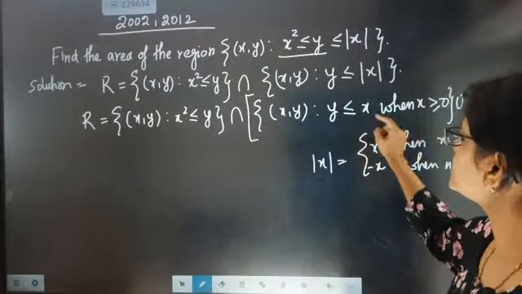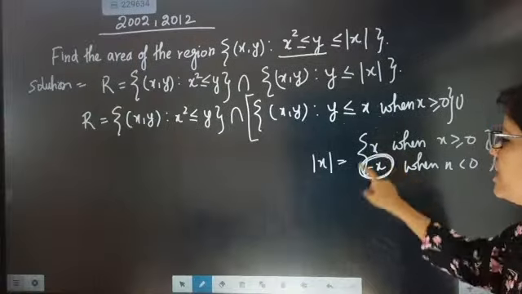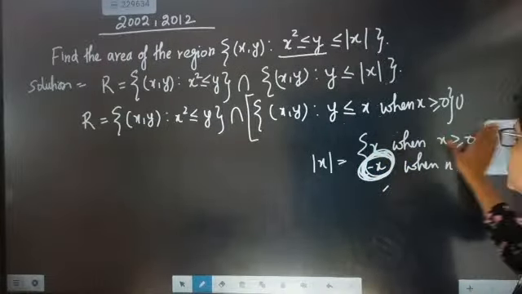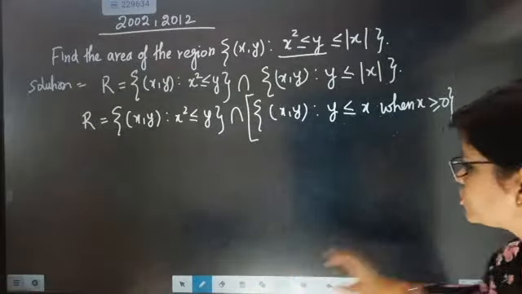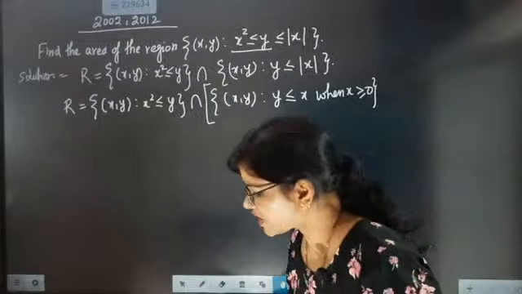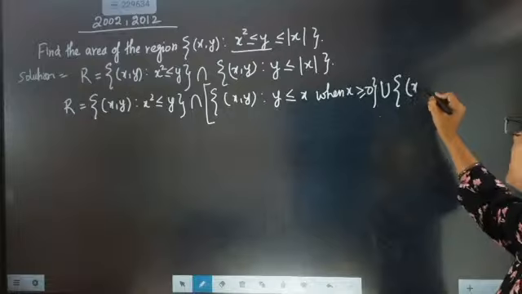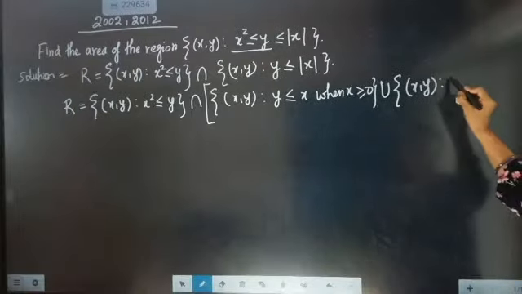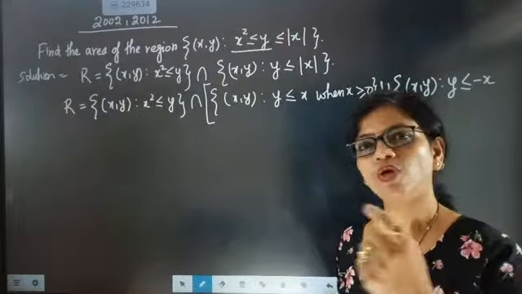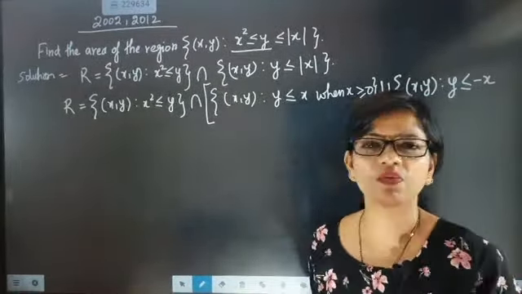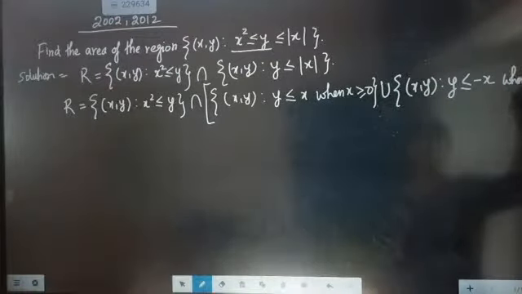So here y ≤ x, and then we say that x ≥ 0. Next time we are going to take y ≤ −x. So one time y ≤ x, and then union, next time y ≤ −x. We are taking two regions. So that work I am doing: union, and then again I write {(x, y)} such that y ≤ −x. Because we know that modulus gives two values, one time the value will be bigger, one time it will be less. So this time it will be −x when x < 0.